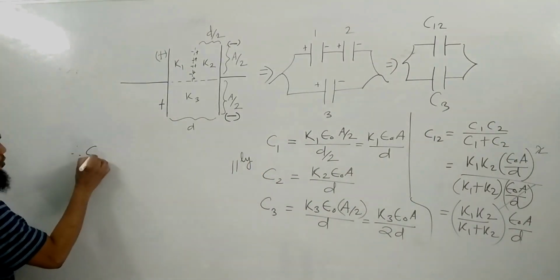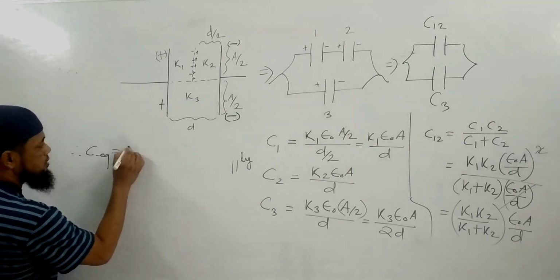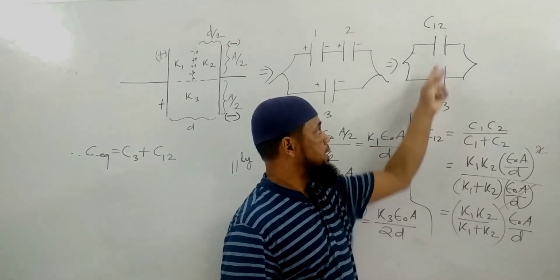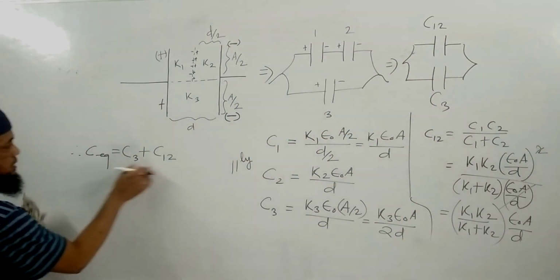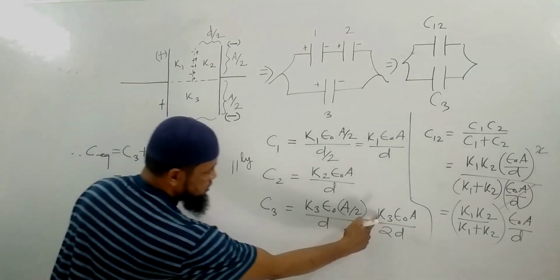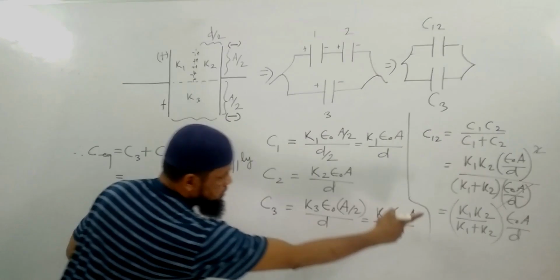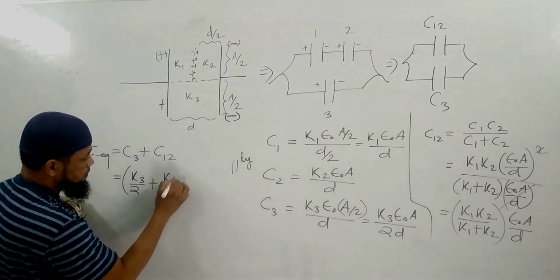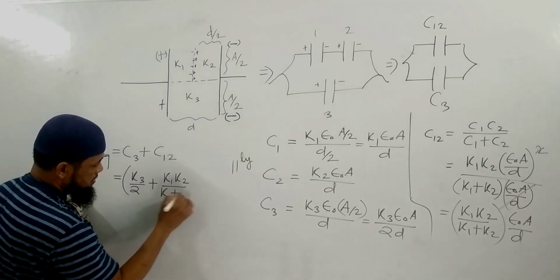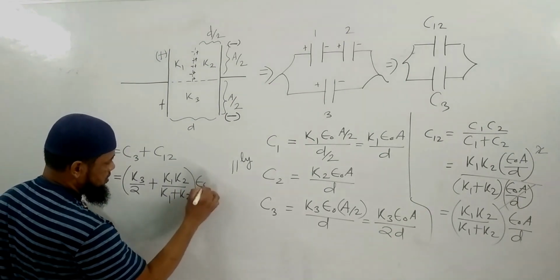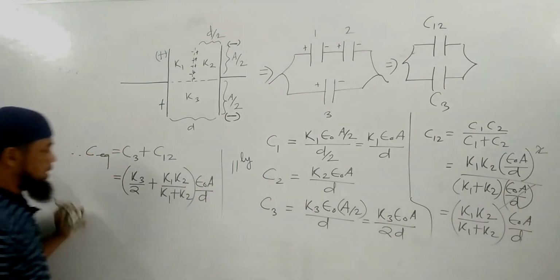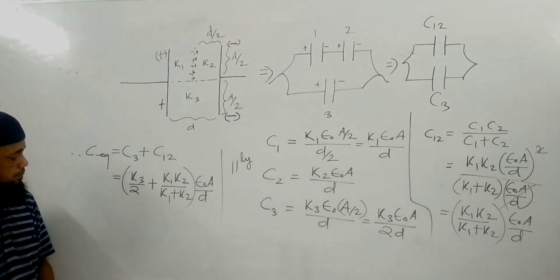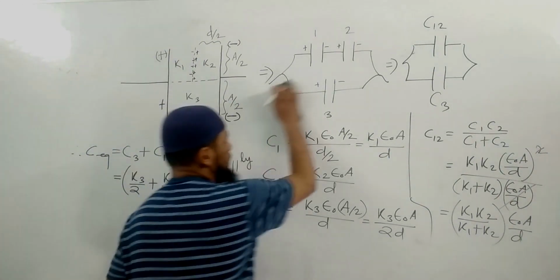So therefore, how much will C equivalent become? C3 plus C12. These two finally are in parallel, so the equivalent is the sum of them. What is common between them? Epsilon naught A by D is common. So this will become K3 by 2 plus K1 K2 divided by K1 plus K2, into epsilon naught A divided by D. This is the equivalent capacitance of this particular combination.